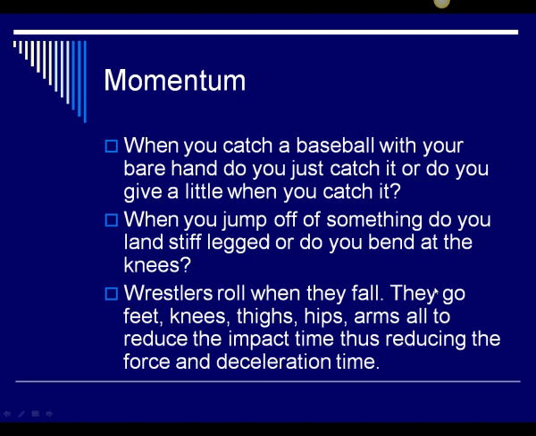Wrestlers roll when they fall. They go to feet, knees, thighs, hips, arms, all to reduce the impact time, thus reducing the force and deceleration. Basically, you're increasing the time with all of these that it takes to stop the ball. Longer time, less force.